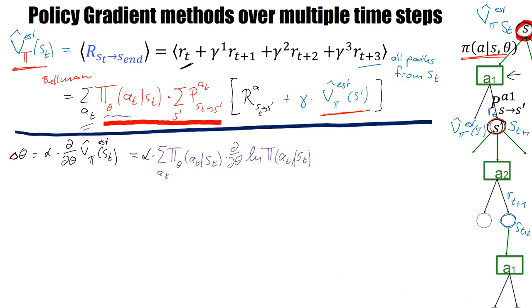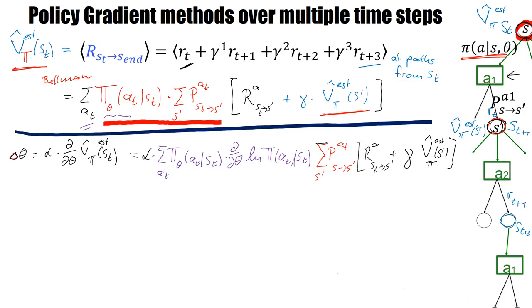And now I can copy the remaining terms. So I will have, well, there's still a statistical weight, so I write it in red. P of a_t, s_t to s prime. And then I copy this, R of s_t to s prime, plus gamma V hat of s prime. It's an estimation, and I write the index P.